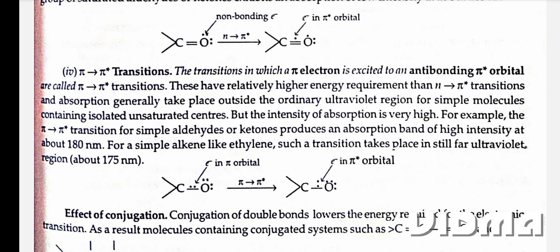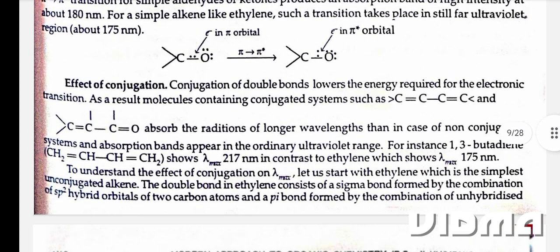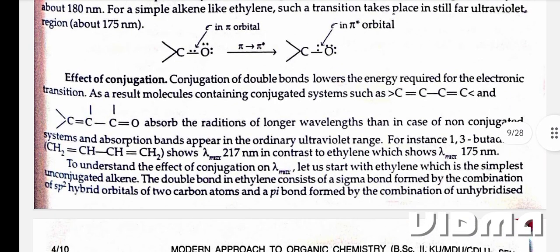For example, the pi to pi star transition for simple aldehydes or ketones produces an absorption band of high intensity at about 180 nanometer. For a simple alkene like ethylene, such a transition takes place in the far ultraviolet region. Effect of conjugation. Conjugation of double bonds lowers the energy required for the electronic transition.